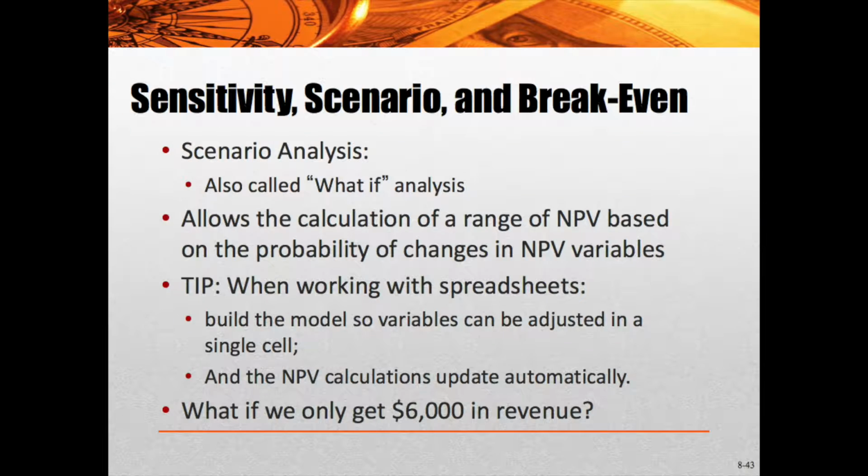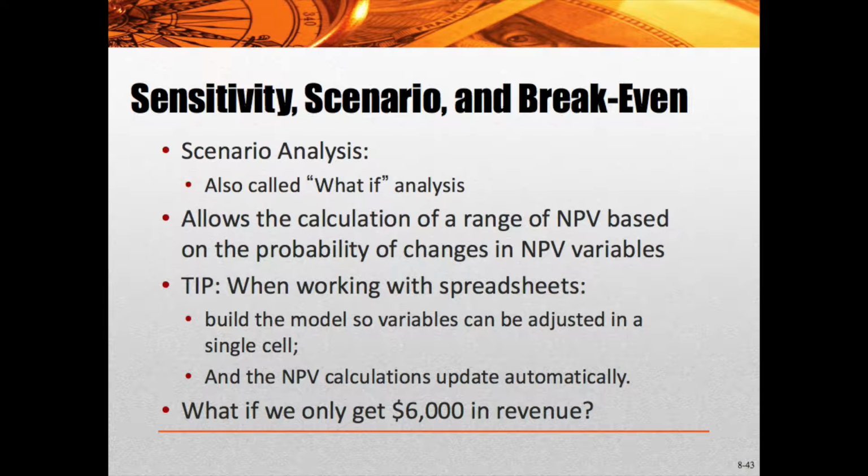First of all, it's called what-if analysis. So we're asking our questions: what if this happens? What if that happens? It allows a calculation of a range of NPVs based on the probability of changes in the NPV variables. So we're looking at changing all the variables up and seeing what different scenarios and different aspects of the problem would result.